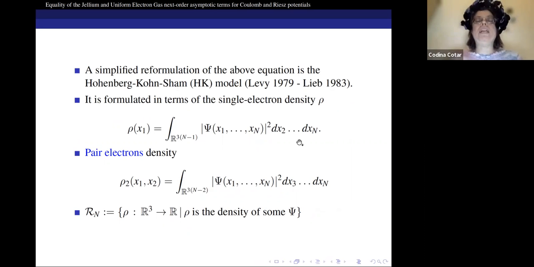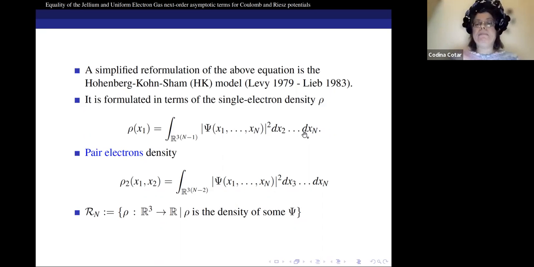And the way they tried to reformulate it, they wanted to reformulate it in terms of the single electron density, but it wasn't actually possible to write it in terms of the single electron density alone. They also had to use the so-called pair electron density, the way any two electrons interact with each other. If I take the absolute value of psi squared and integrate out any n-2 of the variables, this will give me ρ2.